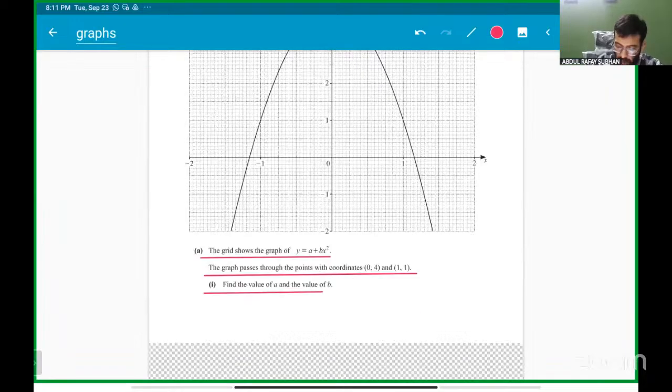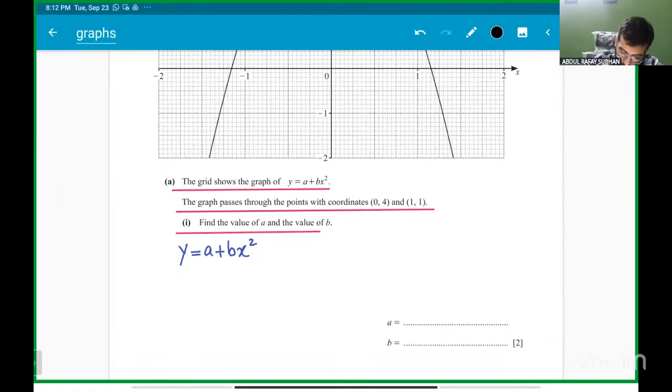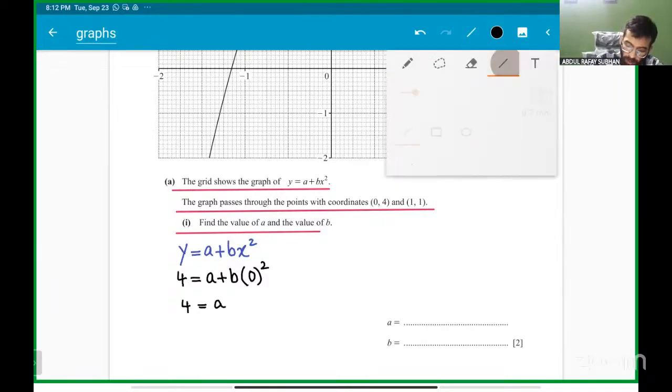So it's not difficult at all. If the coordinates are available, you just have to substitute and get the equation. We have y equals a plus bx squared. With y equals 4, it is a plus b times x squared, which is 0 squared. So 4 equals a plus 0, because anything multiplied by 0 is 0. So the value of a will be 4.